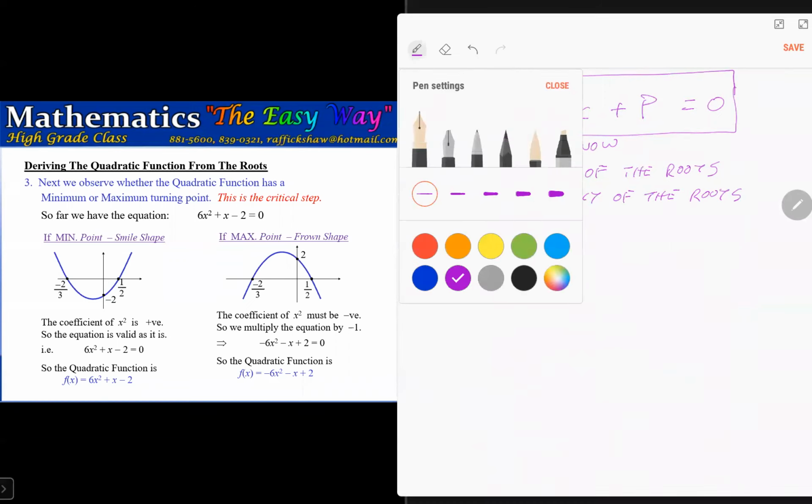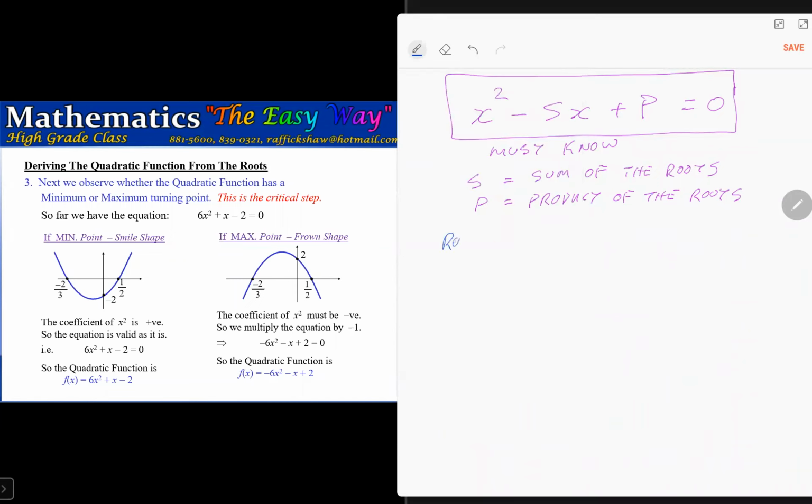Now, in this example, remember, let's use the blue for the example. Remember that the roots are minus 2/3 and half. All right, so we're going to work out the sum and we're going to work out the product, and then we're going to drop them in the equation. So the sum of those two roots, which is S, would be minus 2/3 plus half.